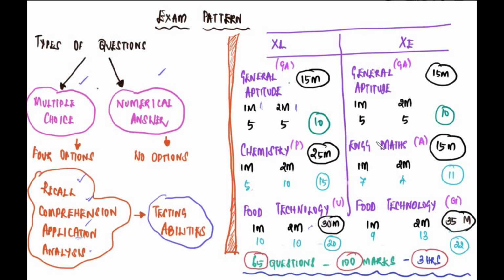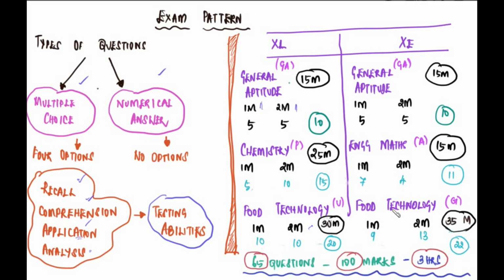In the case of your engineering stream, the general aptitude is going to be of the same pattern, and engineering mathematics will constitute about 15 marks. We already saw that in the previous slide, and you will have 7 1-mark questions and 4 2-mark questions, totally 11 questions constituting about 15 marks.